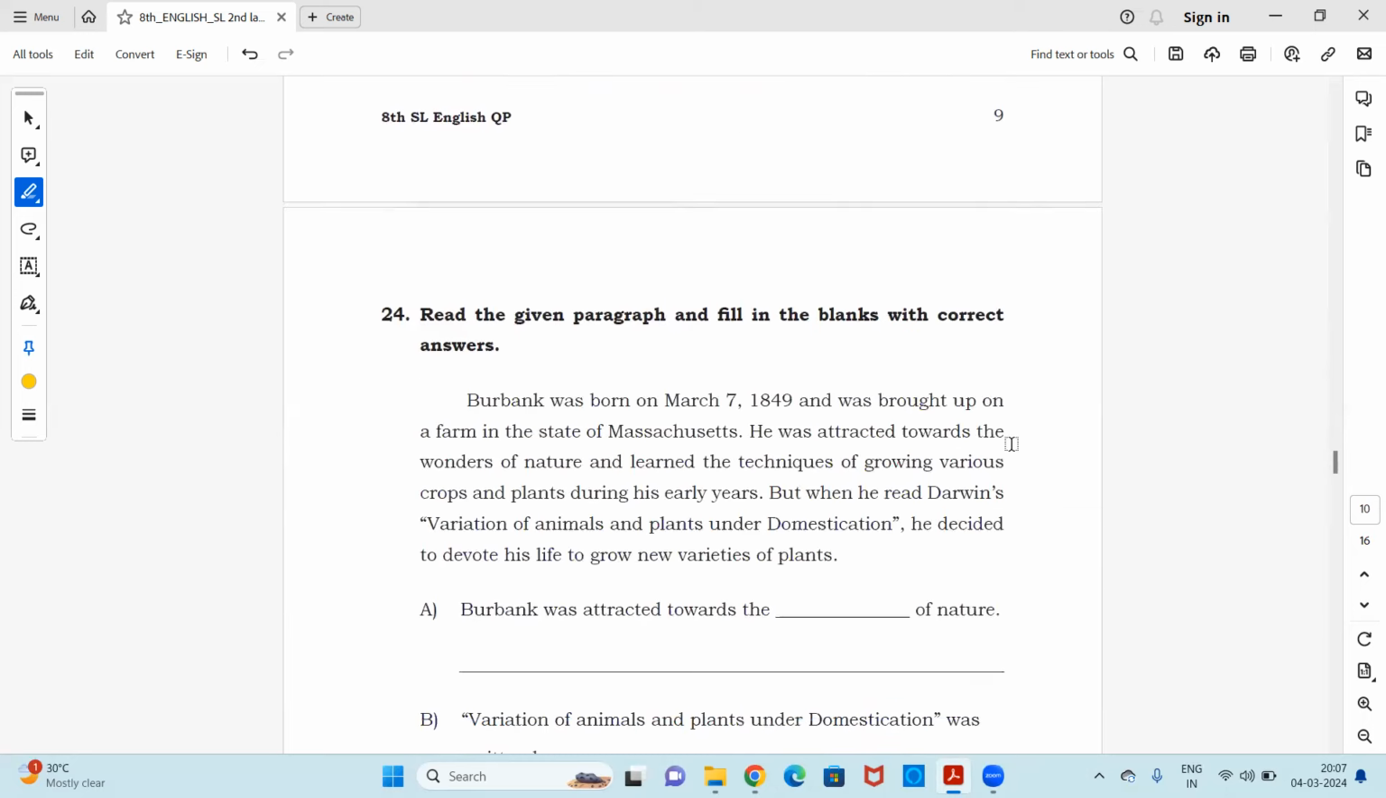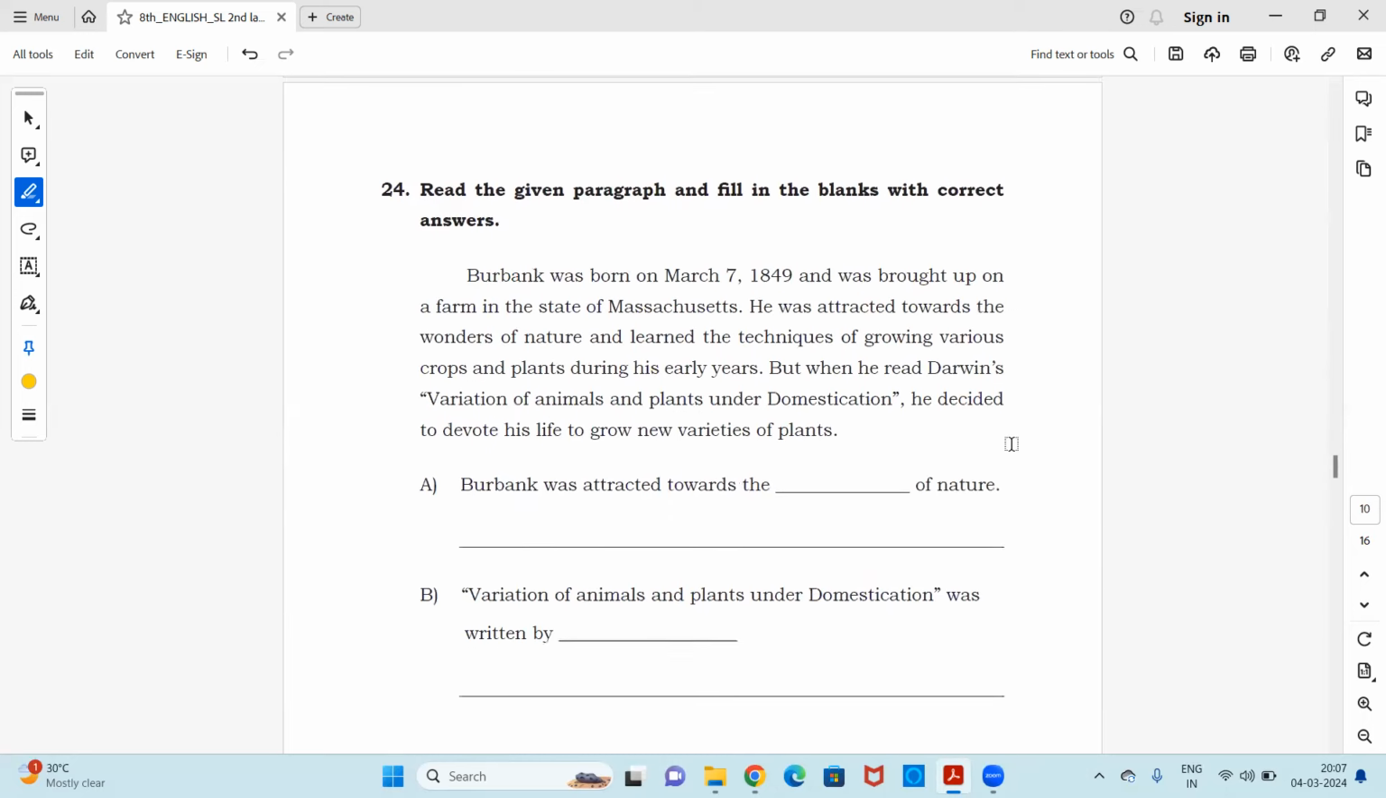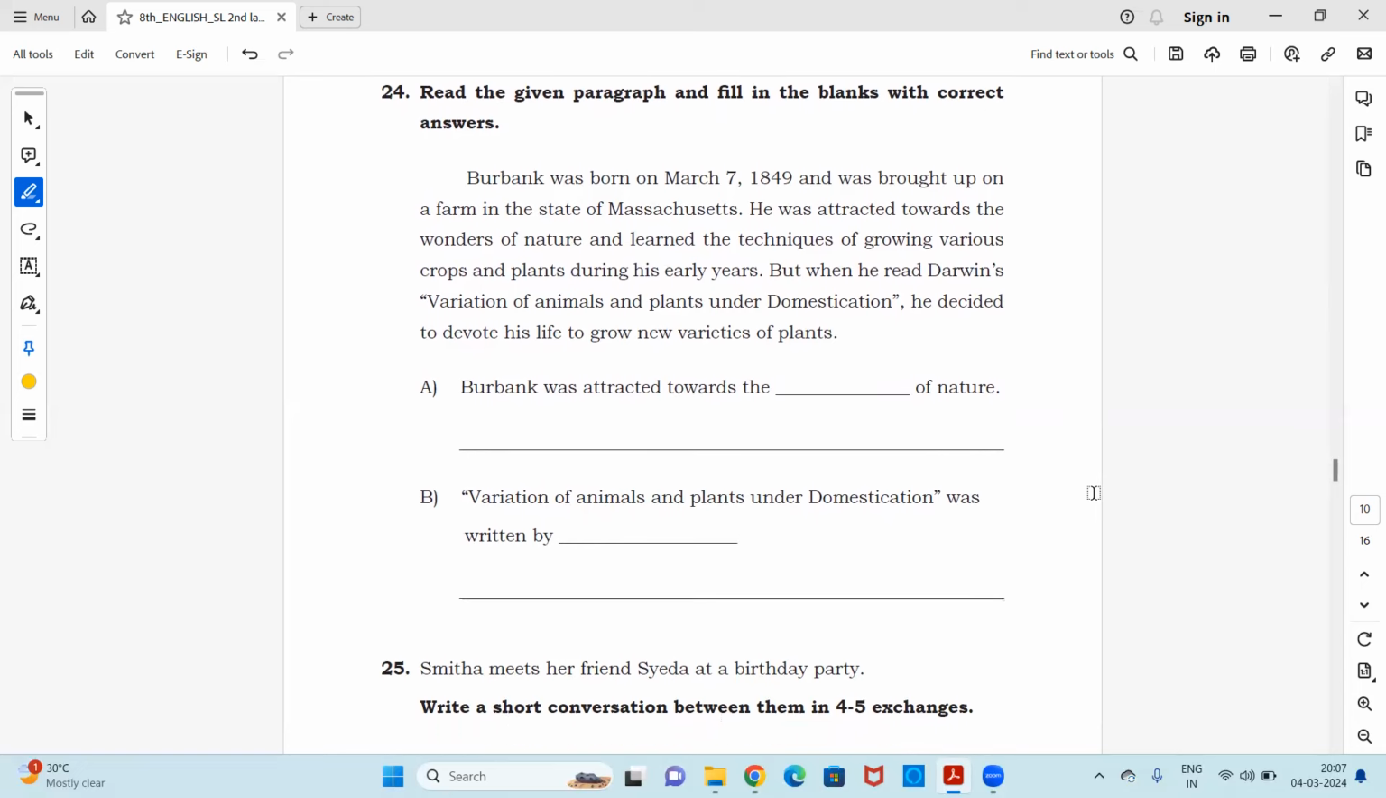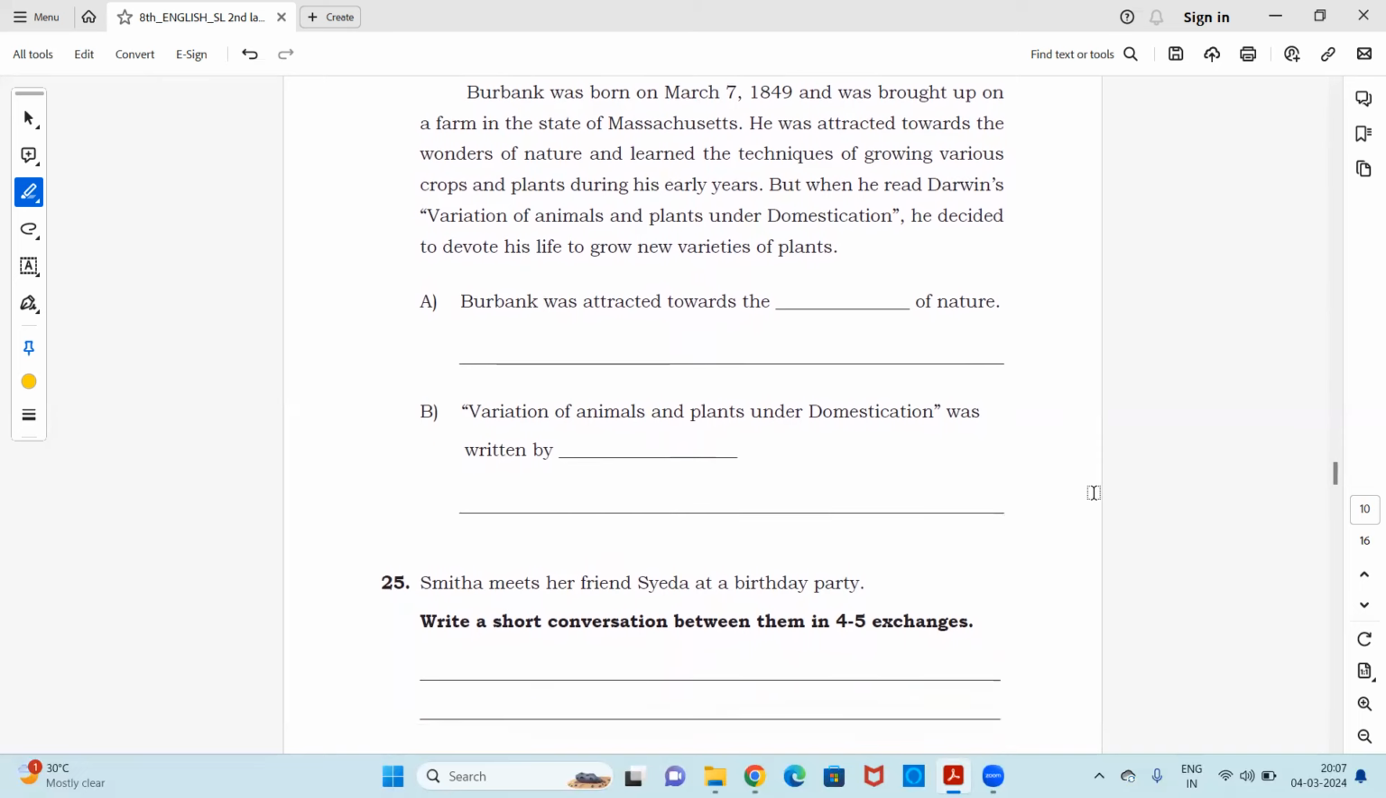Now, the next question is: read the given paragraph and fill in the blanks with correct answers. Again, you have one short paragraph which you have to read, and you have to find the answers for this within this paragraph. You can pause the video here as well and find the answer. Let's move to the next question.